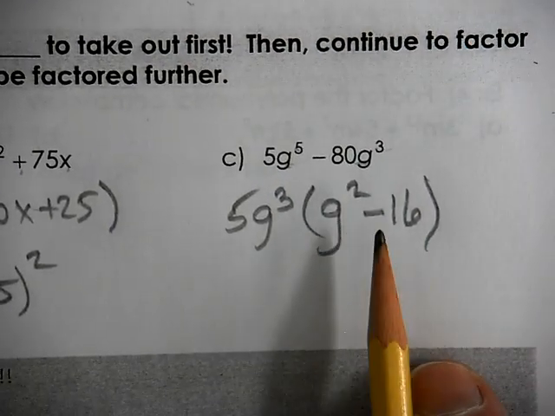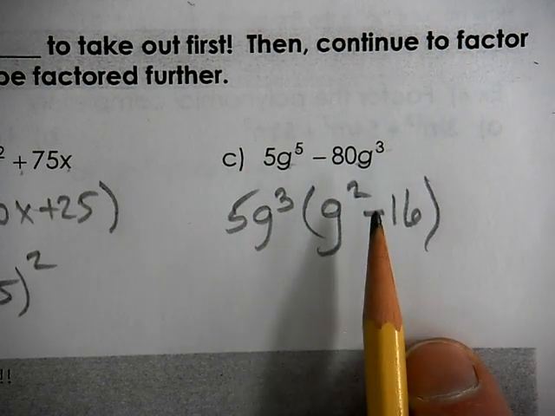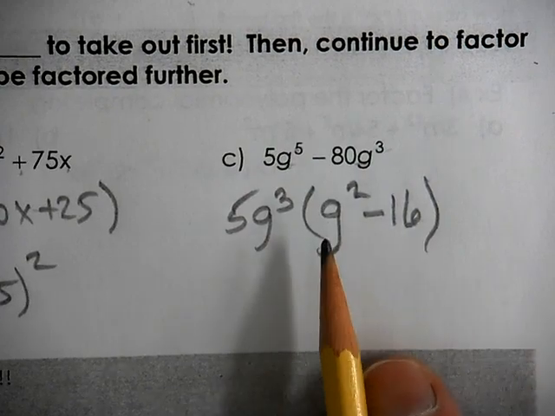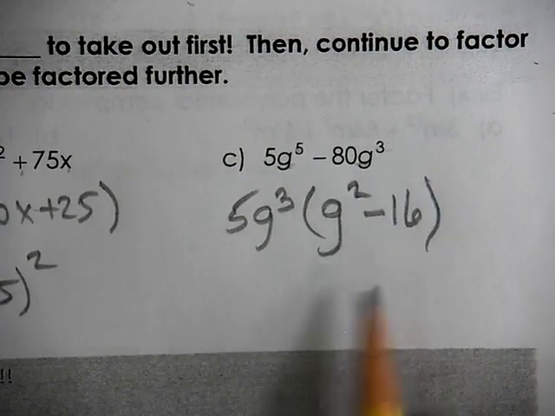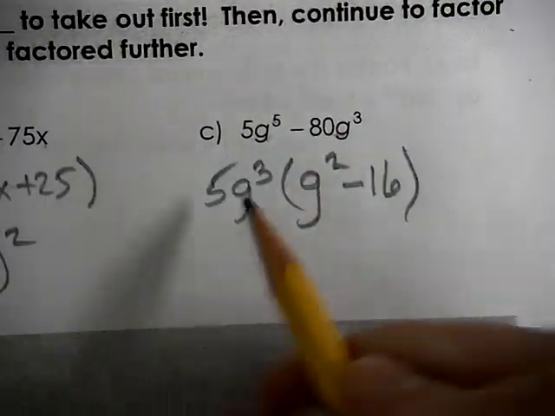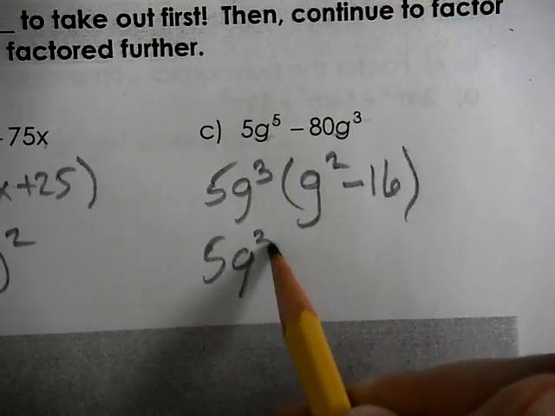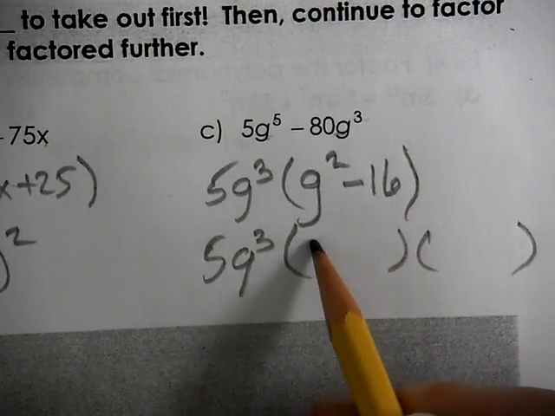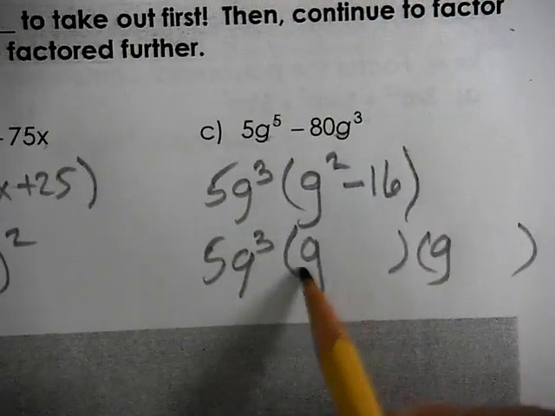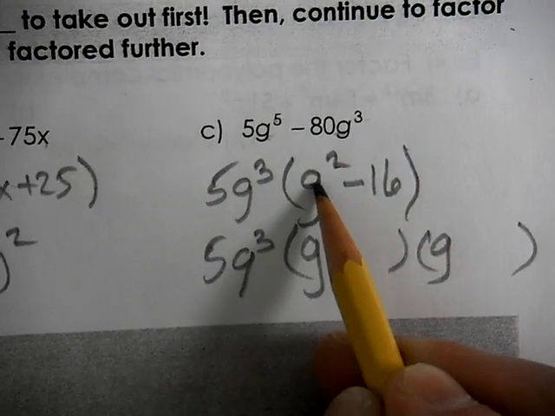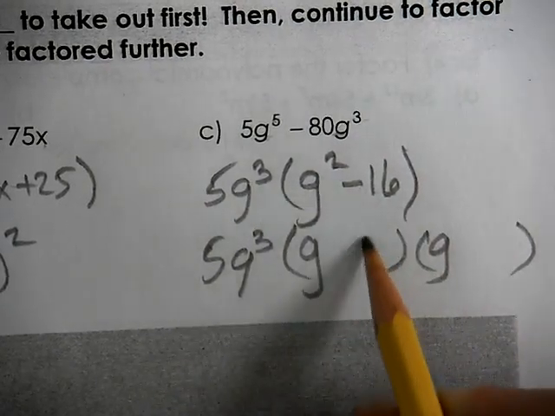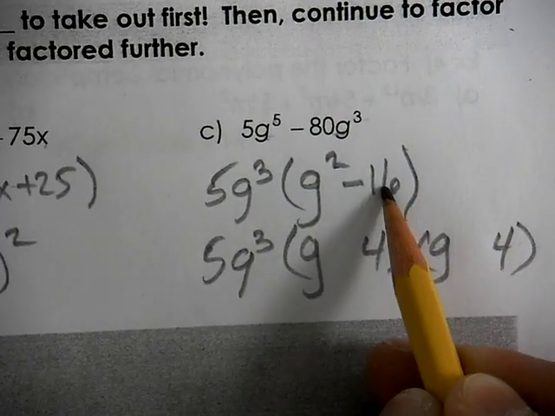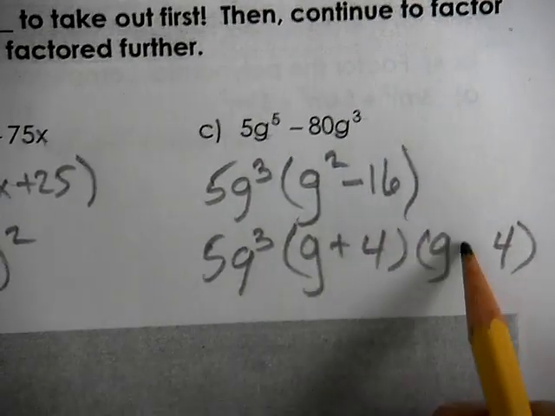Now I'm looking at a binomial. This is the difference, and I recognize this is the difference of 2 squares. So if this is a difference of 2 squares, I can factor this one more time. This is 5g cubed. Difference of 2 squares would be g times g. That would multiply to be g squared. 4 times 4, that would multiply to be 16. And my signs would have to be different.